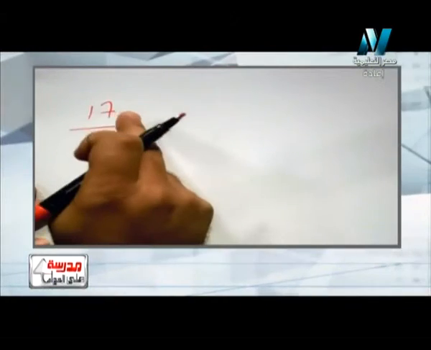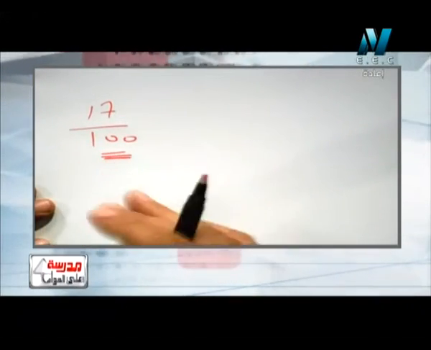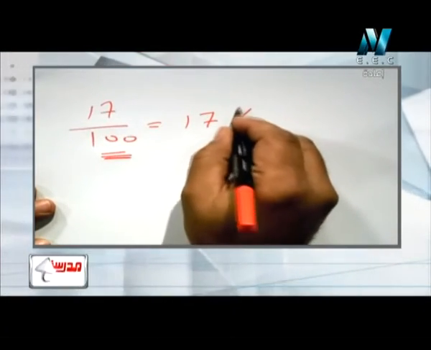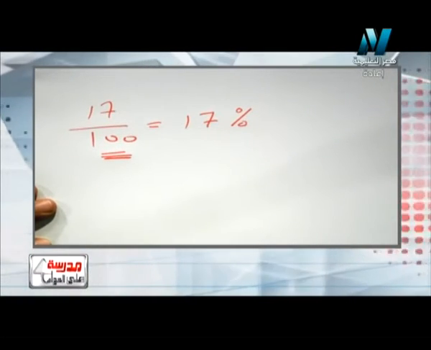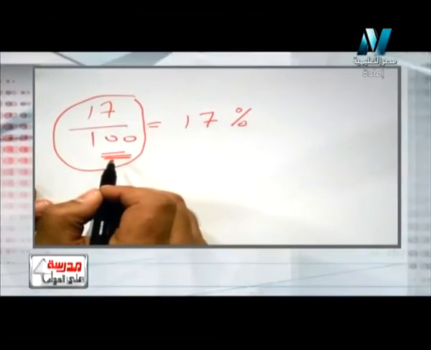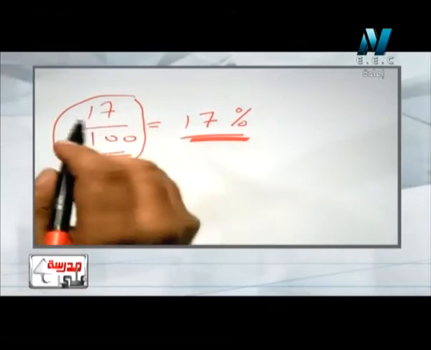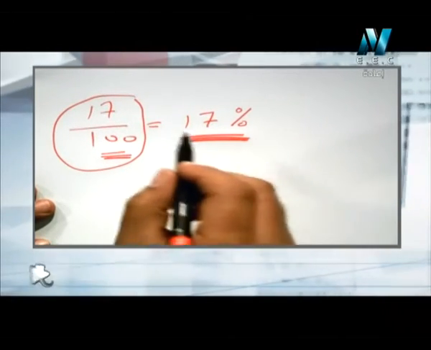For example, if we have 17 over 100, we have a ratio, the first term 17 and the second term equals 100. How we can represent this ratio by the percent? We can rewrite it as 17%. ليه؟ عشان احنا عندنا هنا ratio second term بتاعها 100. نقدر نعبر عليها بالpercentage. We can write it as a percentage, 17%.